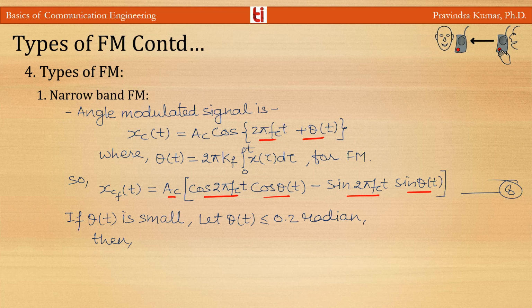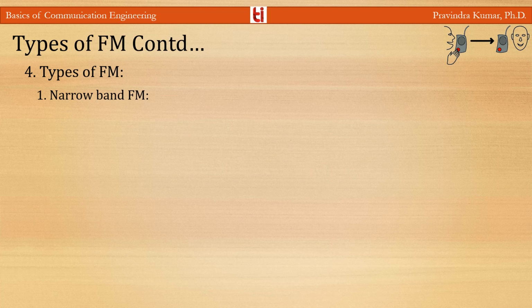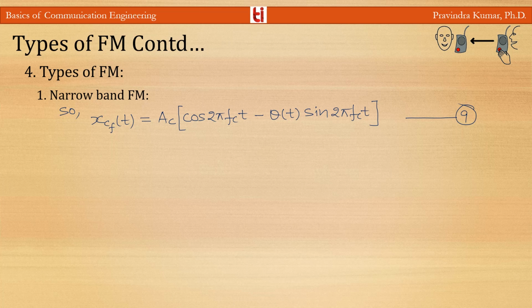And if θ(t) is small, let θ(t) be less than or equal to 0.2 radian, then cos θ(t) will be equal to 1, and sin θ(t) will be equal to θ(t). So the narrowband equation can be represented by putting this value in equation 8. We will have x_c(t) equal to A_c cos 2πf_ct minus θ(t) sin 2πf_ct.